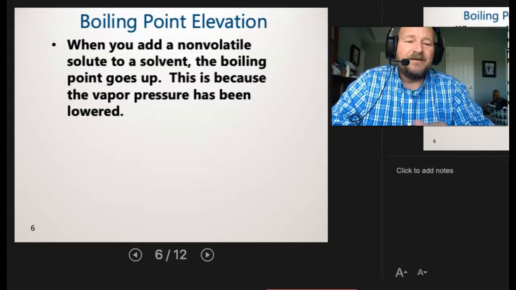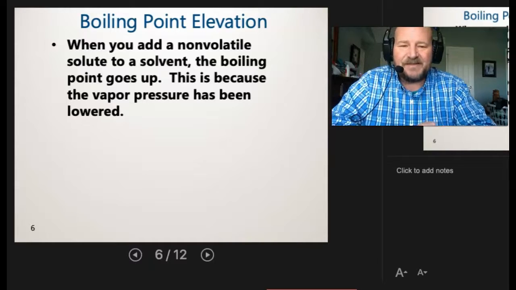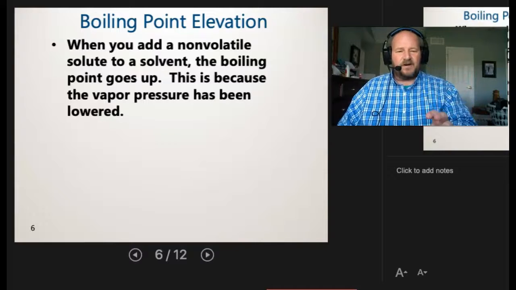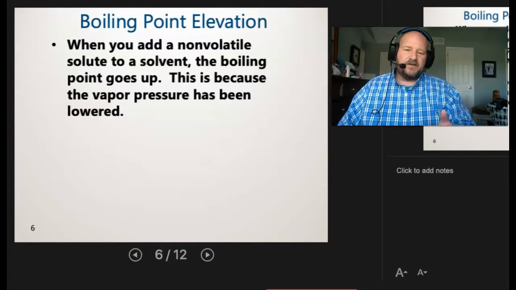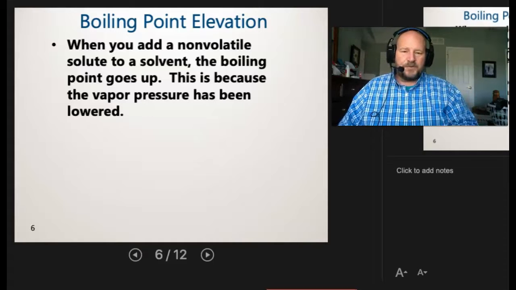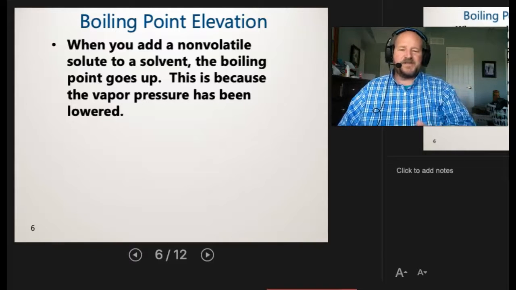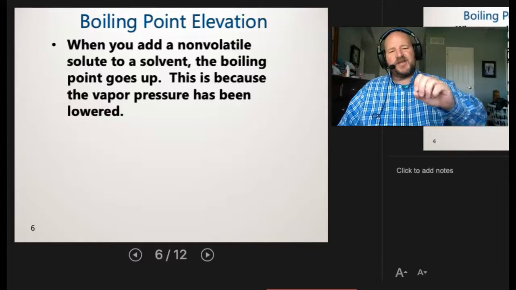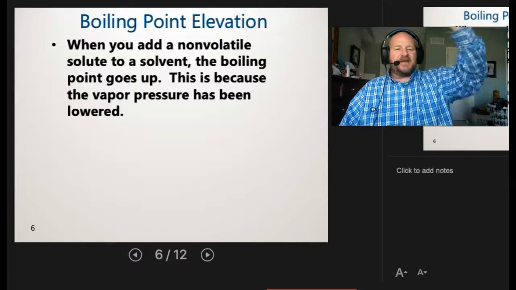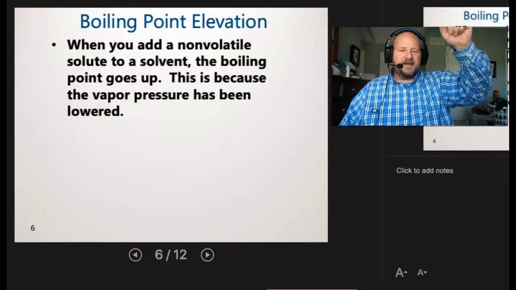Now, again, how do we make sense of this? If I think about the particles of water in the pot, let's say, and I turn my stove on and bring the water to a boil, what I'm doing is giving the molecules energy. They're taking that energy and breaking free, right? They're breaking free from the liquid and becoming a gas. That takes energy to make that happen.